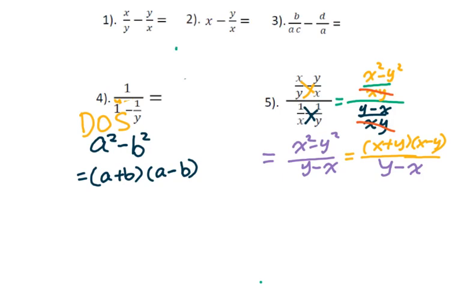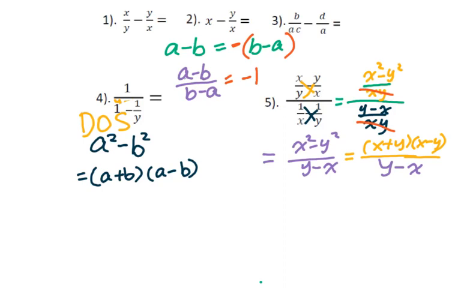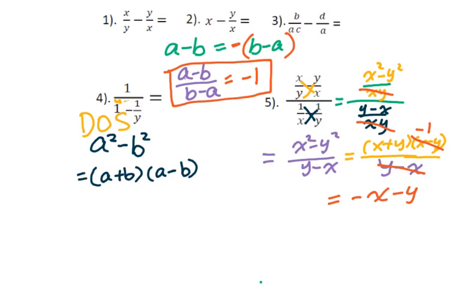This is the fact. a minus b is opposite to b minus a, which means I can put the negative sign before that. Therefore, a minus b over b minus a will be equal to negative 1. This is the fact. Remember that. In this case, I have x minus y and y minus x. Reduce, that's negative 1. So we do distributive property, we got negative x minus y. This is the final answer.